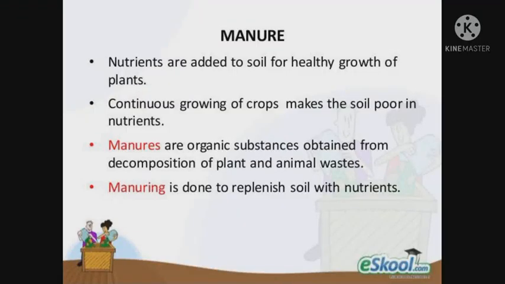First of all, adding manure and fertilizers. The substances which are added to the soil in the form of nutrients for the healthy growth of plants are called manure and fertilizers. Continuous growing of crops makes the soil poor in nutrients. Manures are organic substances obtained from decomposition of plant and animal waste. Manuring is done to replenish soil with nutrients.